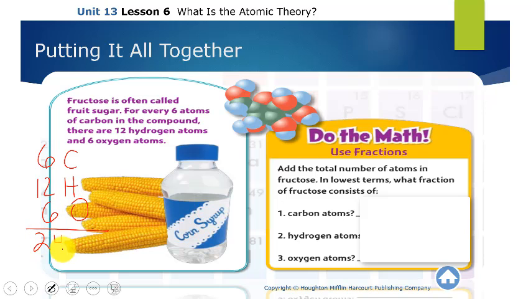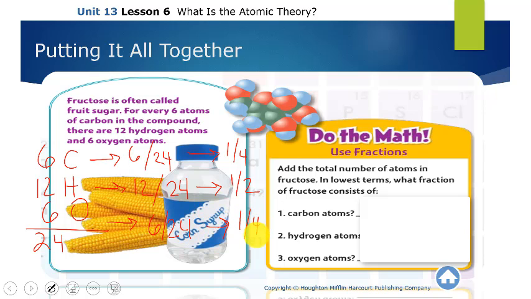Okay, let's do the math for this. Use fractions. Carbon atoms: remember how many carbons do we have? We have 6 of the total 24. It simplifies to just 1/4 of the proportion. And now the hydrogen: we have 12 hydrogens of the 24 atoms in the compound, and simplified it's just 1/2. Now here, 6 again divided by 24 is 1/4. All of this together forms the 24 atoms, all 100% of the compound.